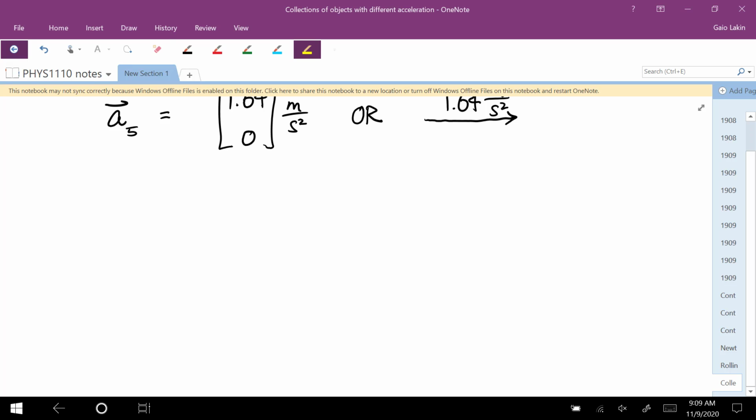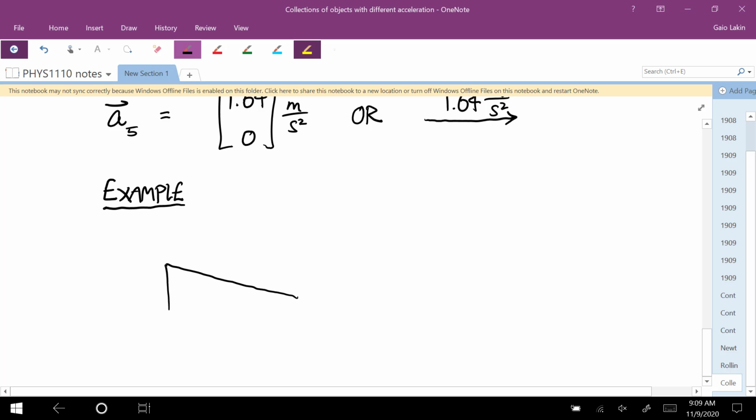Okay, I mentioned that sometimes you're going to use different coordinate systems for the two bodies. So I also want to do an example like that. Let's say we have an incline, and let's say that this incline is at an angle of 20 degrees.